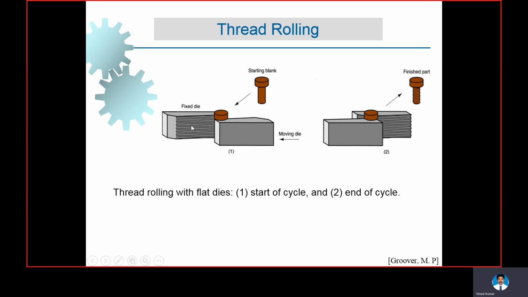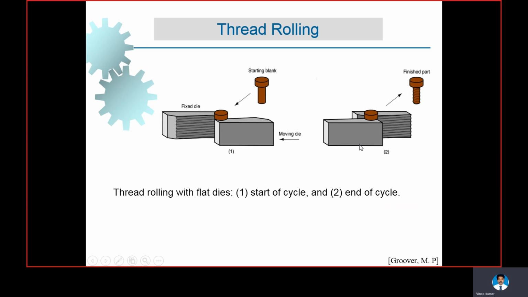The fixed die will be fixed at one point, and the material, or cylindrical material or workpiece, is kept between the two dies, fixed die and moving die. As the moving die moves, the impression on the die, that is the thread, will be formed on the surface of the material. This is basically used for producing bolts and screws. This is the end of the cycle, and this is the starting point.